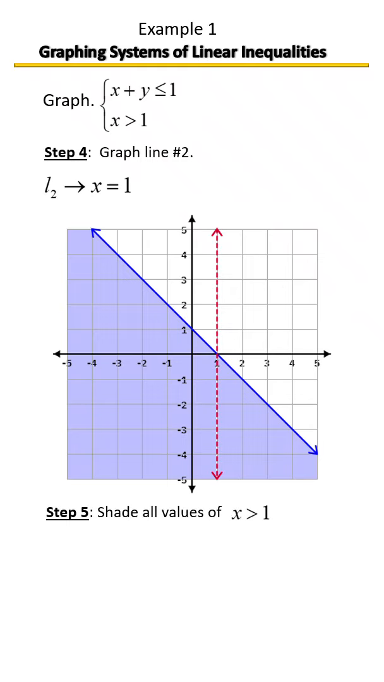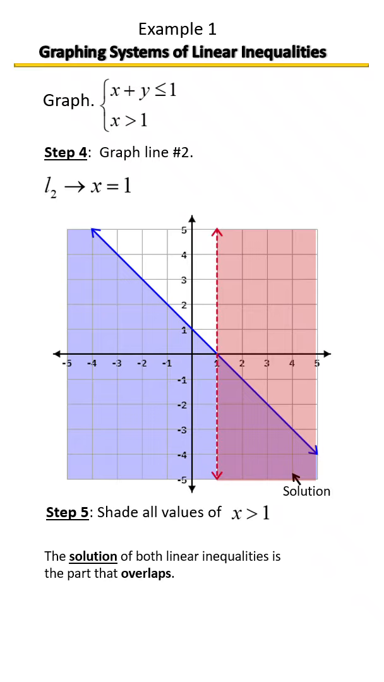Well, if we look at the inequality itself, we're going to shade all values of x that are greater than 1. Greater than 1, is that the left side, or would it be the right side that's greater than 1? And yes, it would be the right side that's greater than 1. Your solution is where they overlap. So notice we're looking for the part that we shaded red and we shaded blue too. And that is your solution.